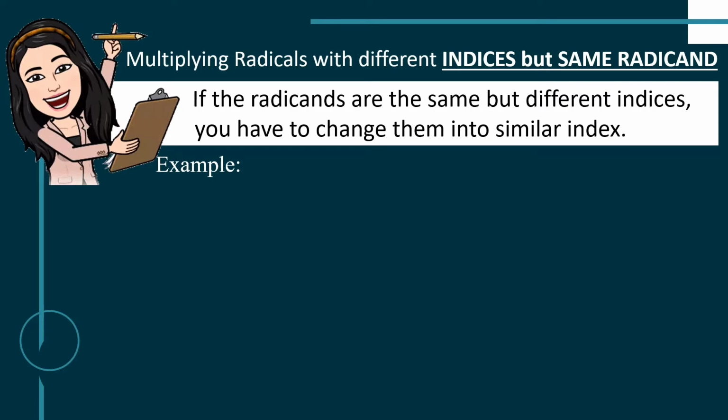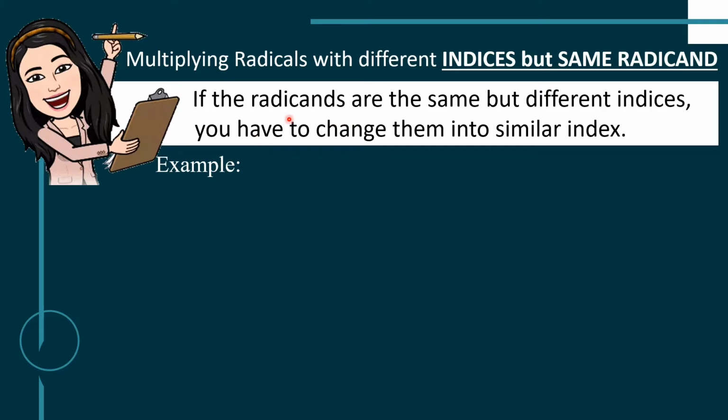Okay, so now let us begin with the second case, in which we are multiplying radicals with different indices but the same radicand. So this time, magkaiba naman sila ng index. Di ba yung unang case natin parehas ng index? Dito, magkaiba yung kanilang indices pero parehas naman sila ng radicand. So nagkabaliktad yung case 1 and case 2 natin, di ba?